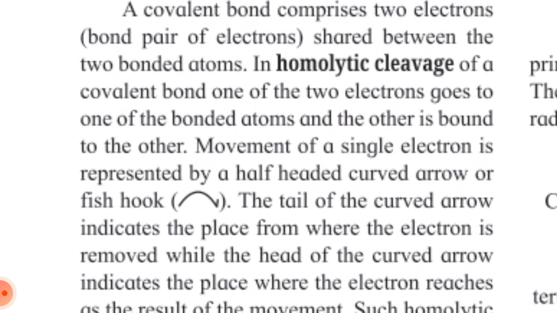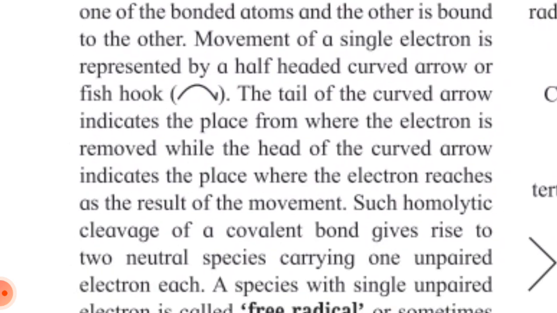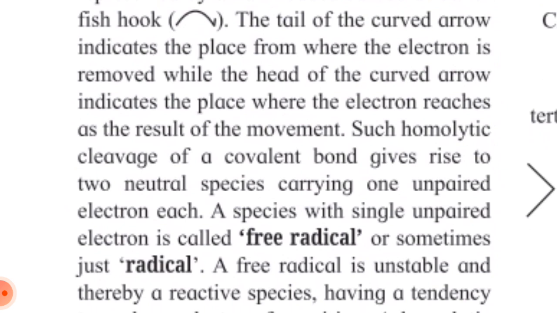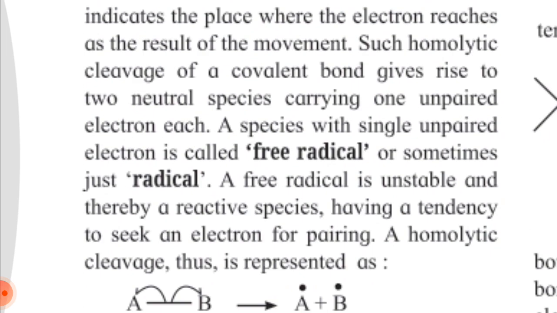Movement of a single electron is represented by a half-headed curved arrow, or fishhook. The tail of the curved arrow indicates the place from where the electron is removed, while the head of the curved arrow indicates the place where the electron reaches as a result of the movement.